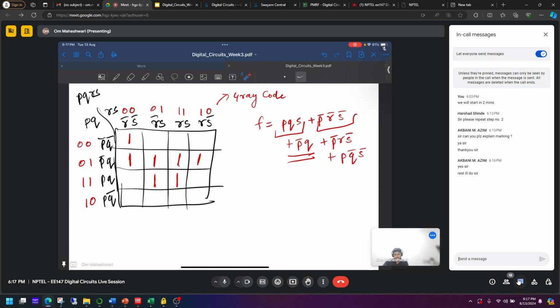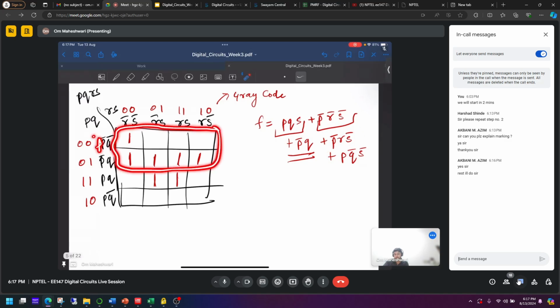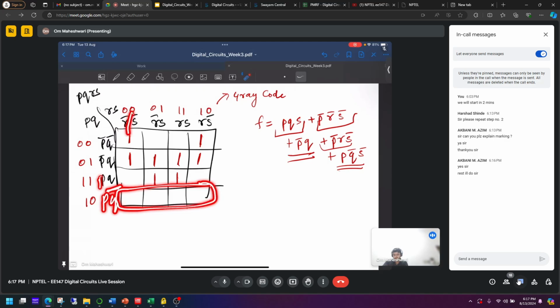Next we have P bar R S bar. Again, these top eight columns are P bar. Then R S bar is this. So their intersection will be one. Next we've done this. Last is P Q bar S bar. P Q bar is this whole row. S bar is here and here. So these two are the intersections where we will need to put ones. Correct. So this is how we fill these terms.